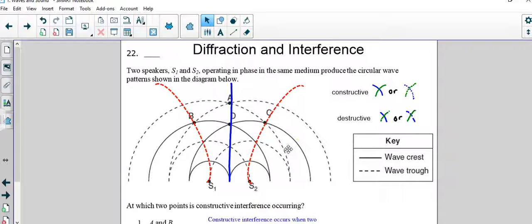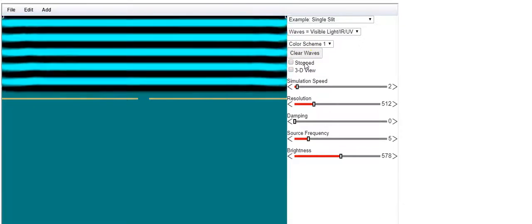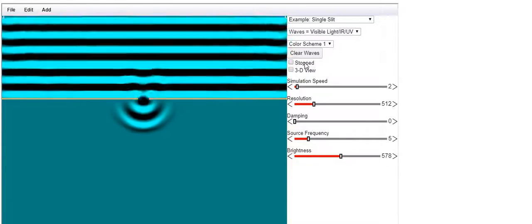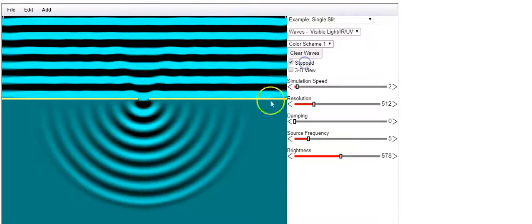Today we're going to be discussing the combined effects of diffraction and interference of two waves. You should recall from the last video that diffraction was the process shown here where a plane wave passes through an opening and creates a circular wave of the same wavelength and frequency on the other side.